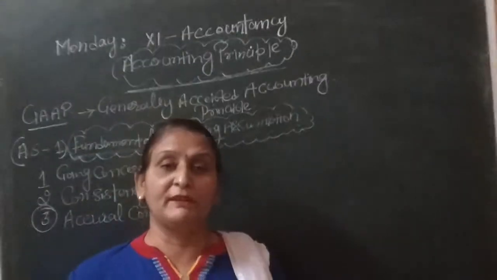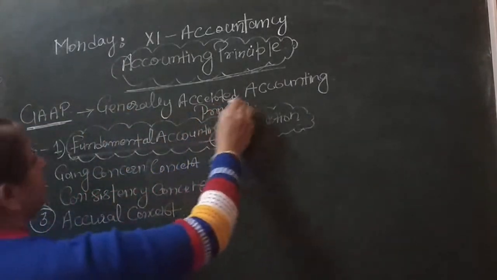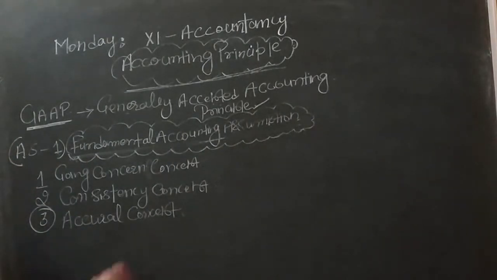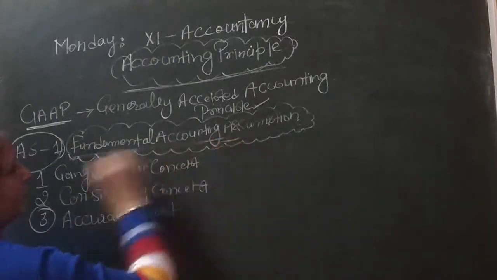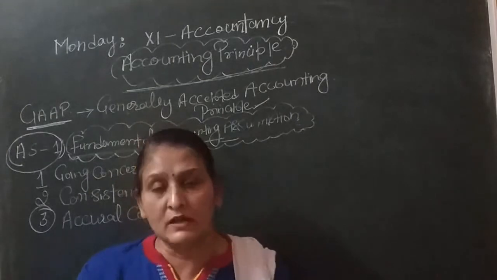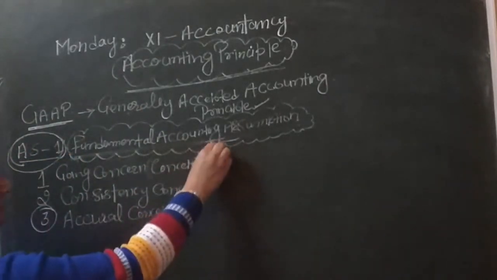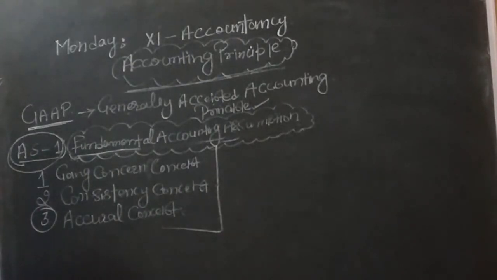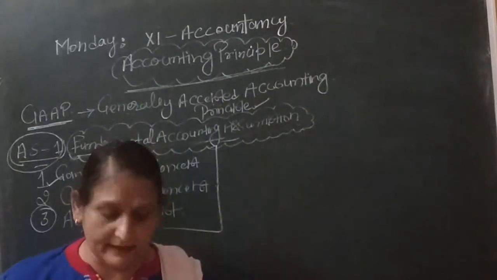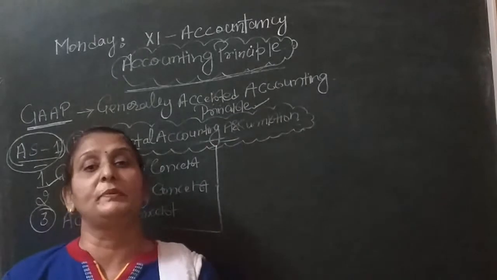So that's why these principles are known as the generally accepted accounting principles, included in the GAAP. According to accounting standard 1, there are some fundamental accounting assumptions or accounting concepts which are generally followed and accepted by all the people. These are known as the fundamental accounting assumptions or concepts. Number 1 is the going concern concept. According to it, it is assumed that the business will exist for a long period of time in the future.